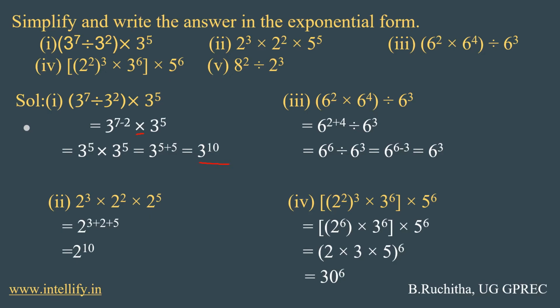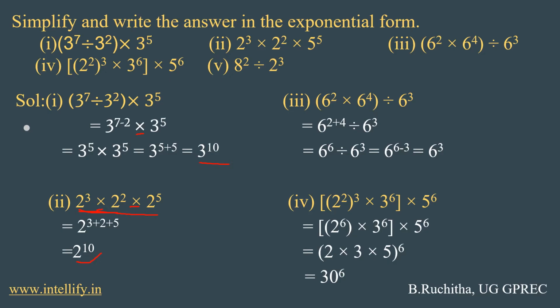And the second problem is 2 power 3 into 2 power 2 into 2 power 5. If we observe here, their bases are the same and they are multiplying. So we have to add their exponents. That is 2 power 3 plus 2 plus 5, that is 2 power 10.